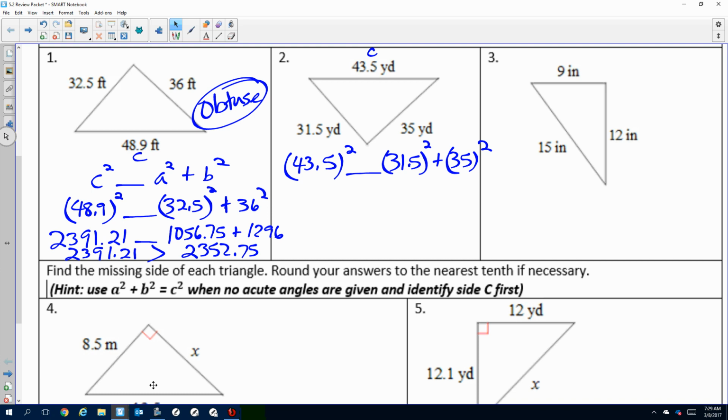Okay, so we know, I'm just going to show it. We have this is 892.25. Oops.